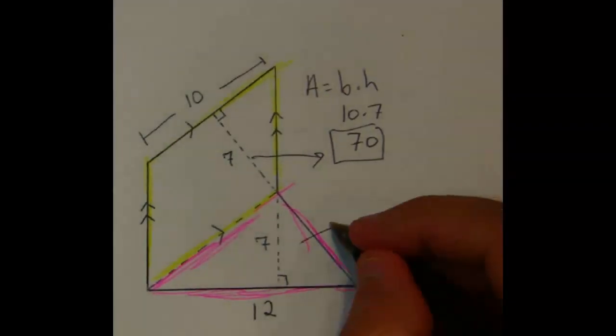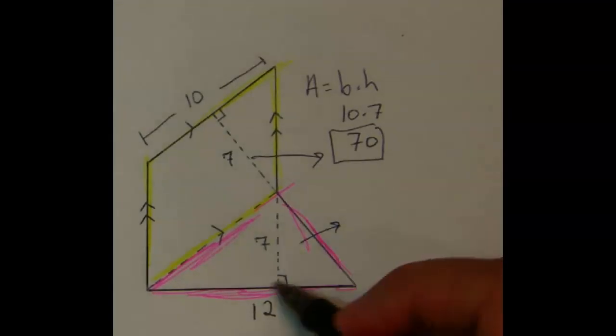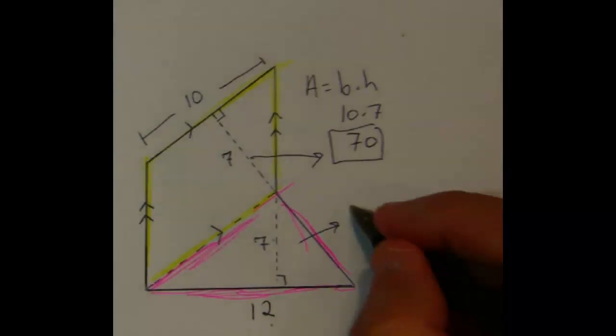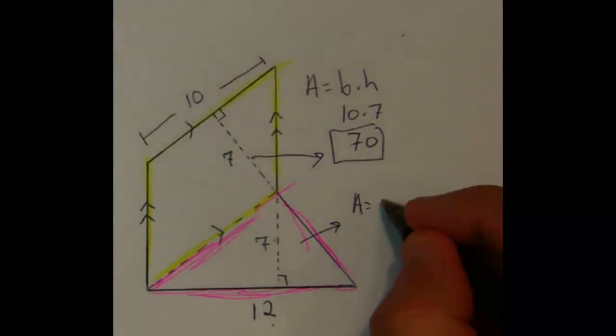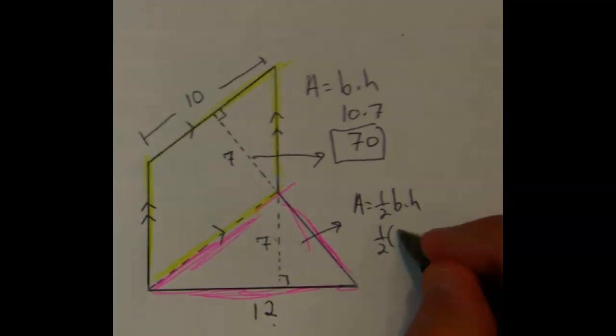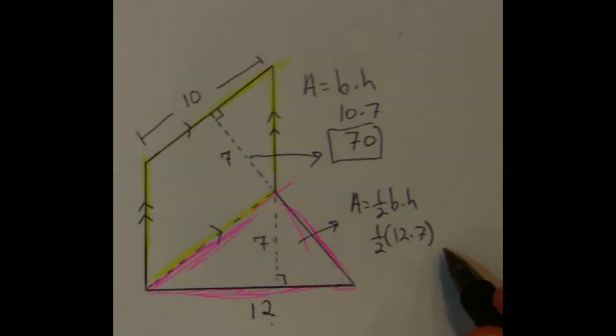Now, let's find the area of the triangle. Remember, on the triangle, you need the two numbers that connect the right angle. So I have a 7 and a 12. The formula for area of a triangle is 1/2 base times height. So this is 1/2 times 12 times 7. Take 12 times 7, divide by 2, and you get 42.